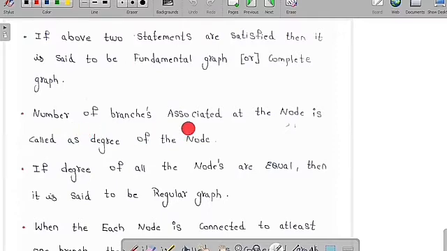The number of branches associated at a node is called the degree of the node. Suppose you want to know the degree of a node, meaning at that node how many branches are connected; that is called the degree of the node. So the degree of the node means how many branches are connected at that node. That gives you the information of the degree of the node.